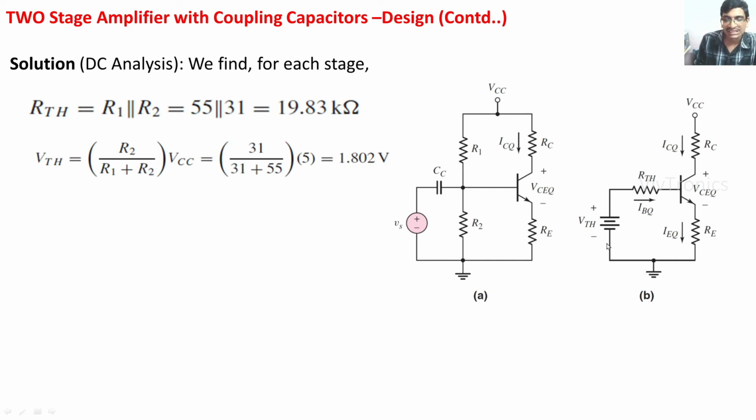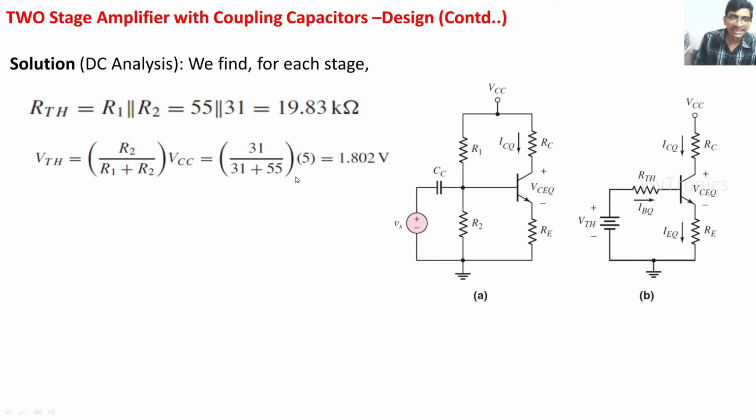And VTH is the Thevenin's equivalent voltage, that is the voltage across this R2 resistance, which can be given as applied voltage into the resistance across, divided by the total resistance. So VCC into R2 divided by R1 plus R2. Here the R2 value is 31 kilo ohms and the R1 value is 55 kilo ohms.